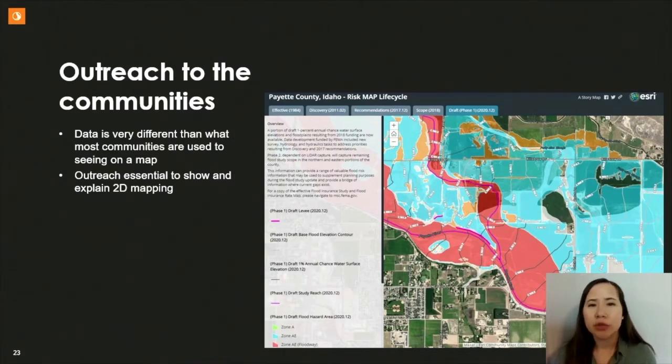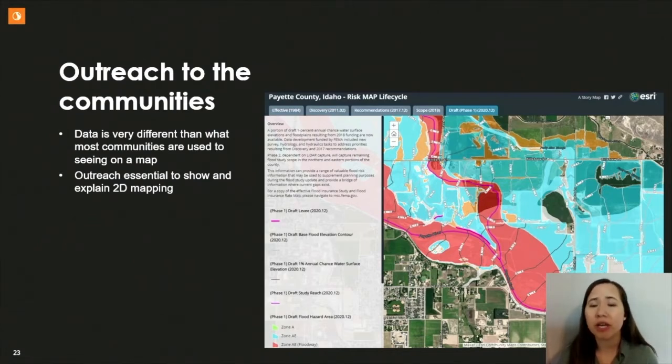Another challenge with these 2D models is how to communicate these results to the public who's going to be using this data. So while we have higher confidence in these 2D models with these complex systems, the results themselves are going to be looking a lot different than what would traditionally be on a flood insurance rate map developed using a 1D model. So outreach to communities is going to be very important to make sure that they understand what this data is and why it looks different than what traditionally might be on a flood insurance rate map.